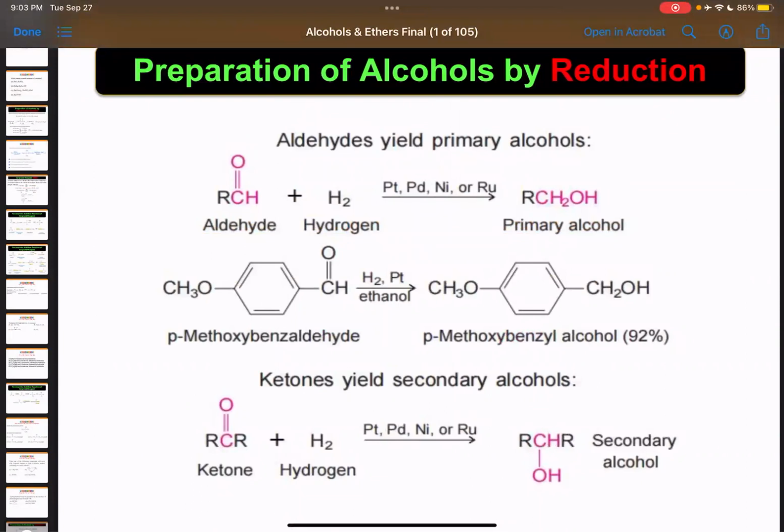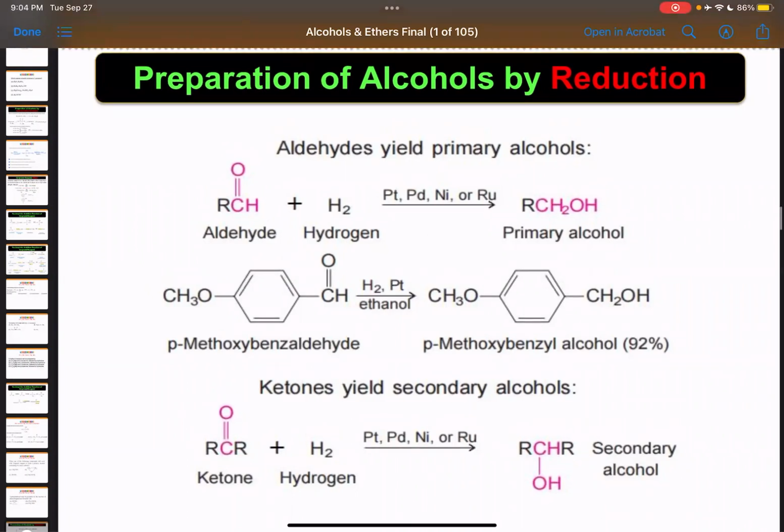So aldehyde and ketone have doubly bonded oxygen. You just have to put hydrogen, and if you put hydrogen, you will have singly bonded oxygen. That will give you alcohol. And addition of hydrogen is what? Addition of hydrogen is reduction. And how do you add hydrogen?